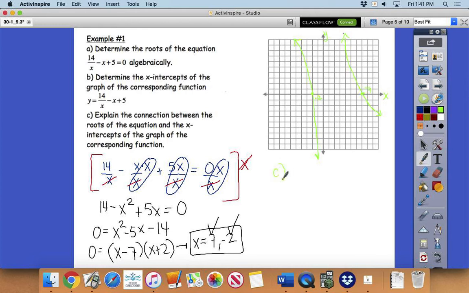So in part C, they want you to determine the connection between the roots and the x-intercepts. Well, they are the same. You should always find that the x-intercepts of the graph and the roots are the exact same thing. If they're not, that could mean that your algebraic work has extraneous solutions, which is why you need to check your answers.